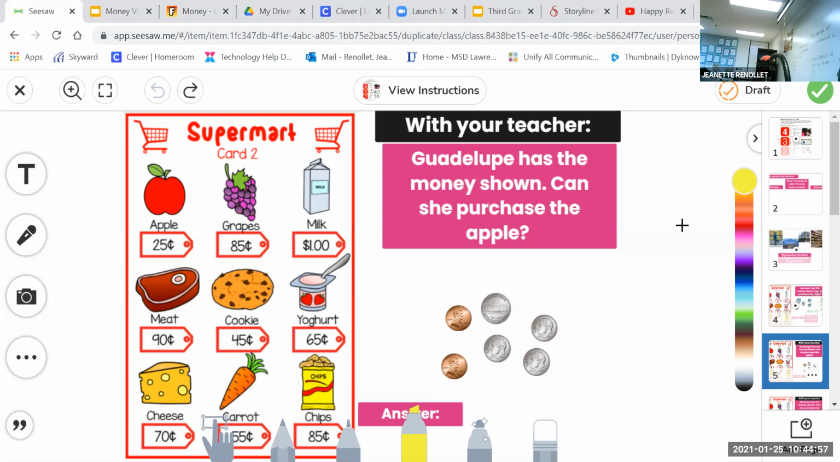Good. Guadalupe has the money shown. Can she purchase the apple? Let's find the apple on our grocery store list.